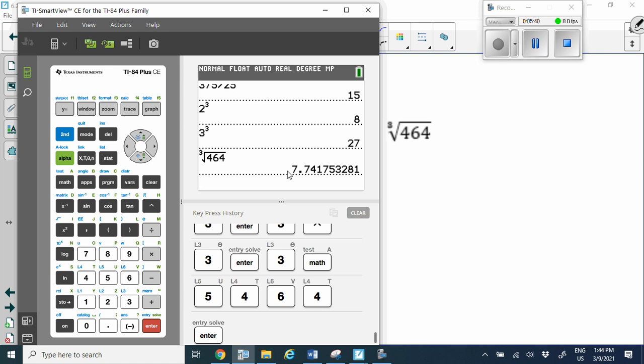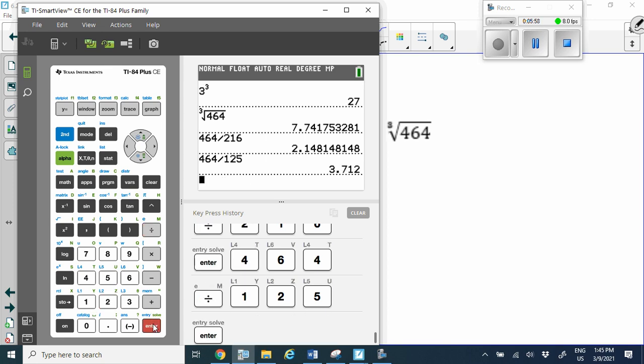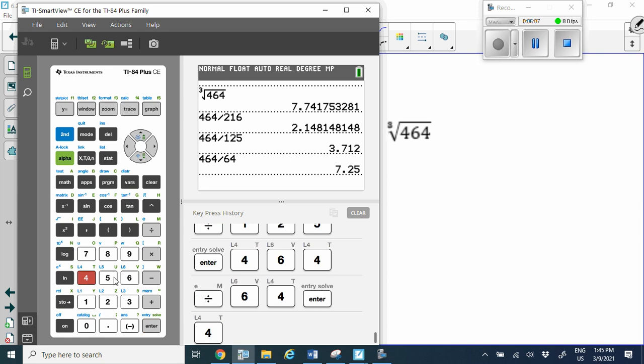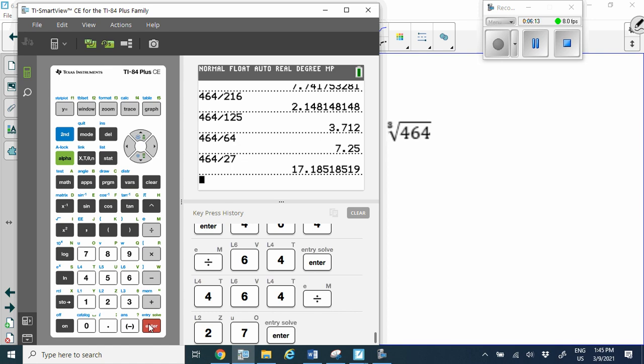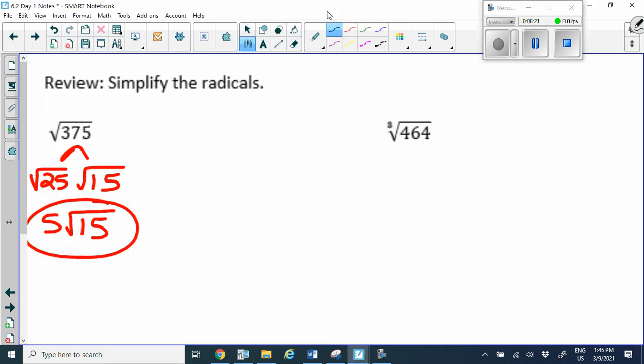So now my next step is to go down the list to see what perfect cube goes into 464 evenly. I'm going to try 216 and see if that works. No. 464 divided by 125, since 5 cubed was 125. That doesn't work. Let's do 464 divided by 64, which is 4 cubed. That doesn't work either. 464 divided by 27. Nope. 464 divided by 8. Ah, yes. So 8 is the perfect cube that goes into 464.